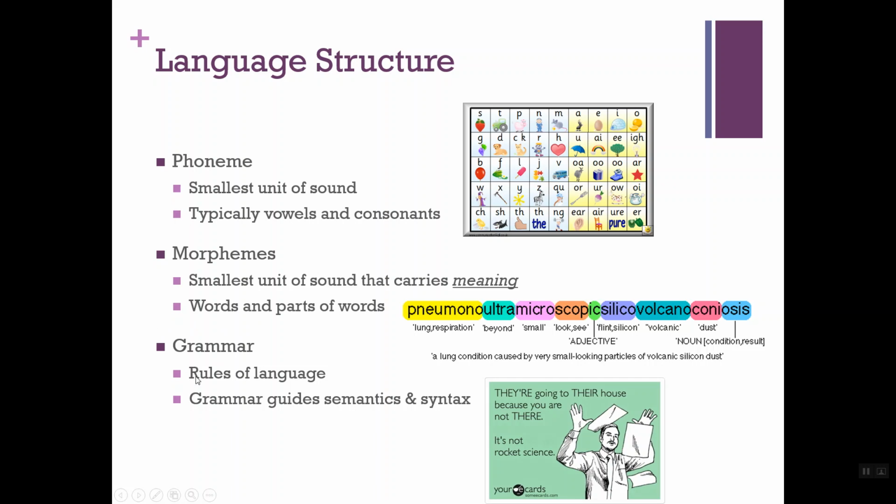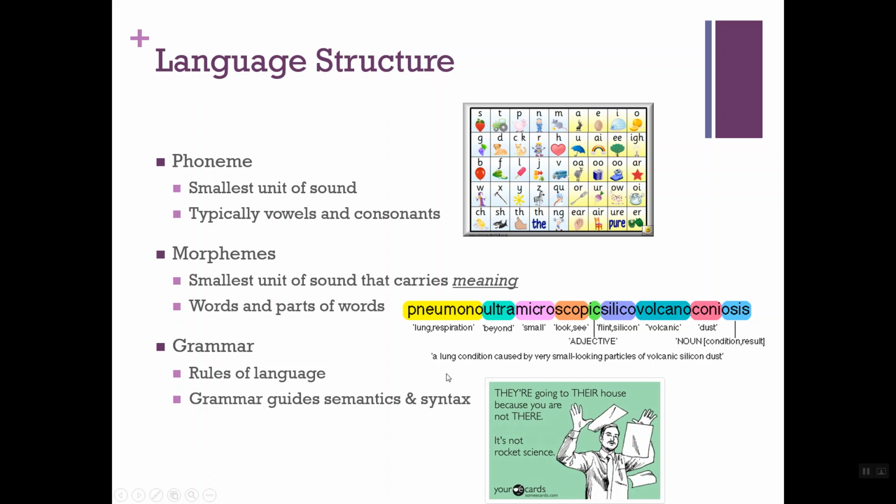Just about every language has some kind of rules of their language, right? So grammar will guide semantics and syntax. So semantics are the set of rules that define the meaning of sound. So it's why we say pneumono means lung or respiration, right? That's our rule. We think ultra should mean beyond.